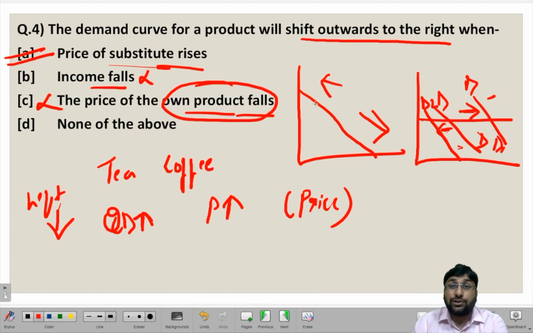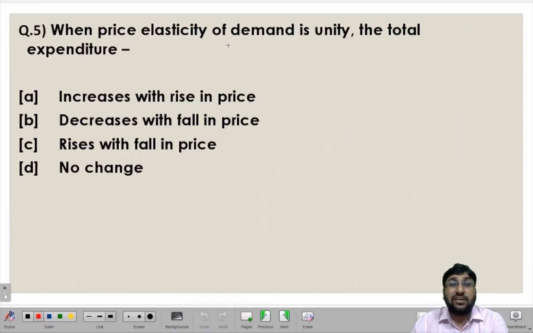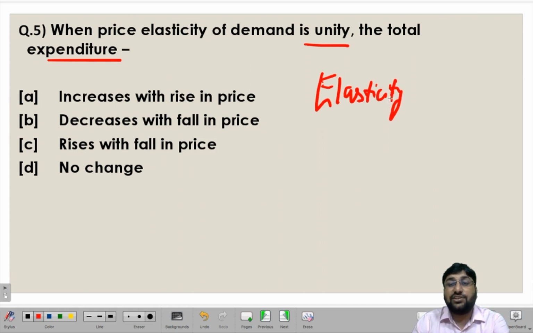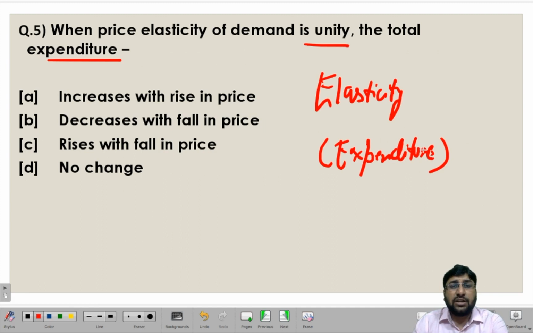Moving to the last question for the day. When price elasticity of demand is unity, what happens to the total expenditure? Again, the question is based on elasticity, but this time they are not using a graphical representation, but rather they are talking about the expenditure method. One of the methods to know about elasticity is the expenditure method, which you need to understand. I'll tell you a very easy way to remember how you're going to identify it.